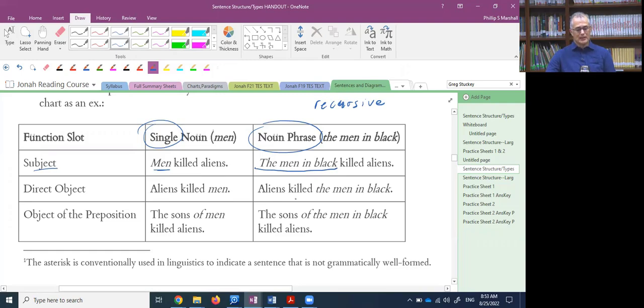Okay. The direct object slot could be filled by a single constituent. So I could say aliens killed men. So men's the object of killed. Or I could put a whole noun phrase here. Aliens killed the men in black.